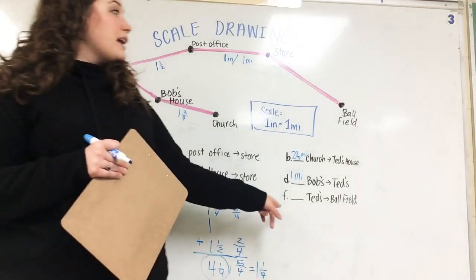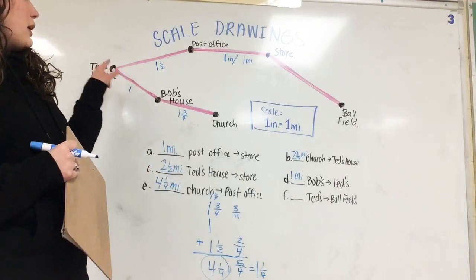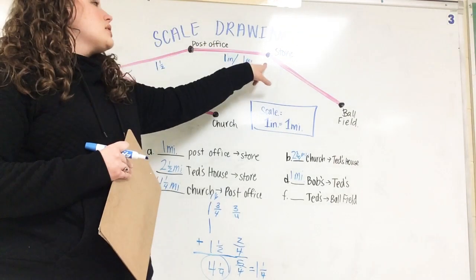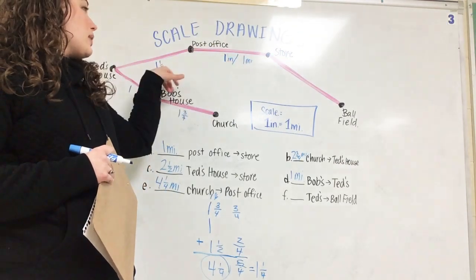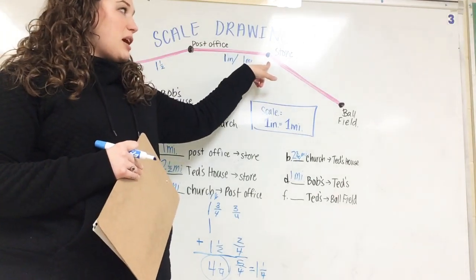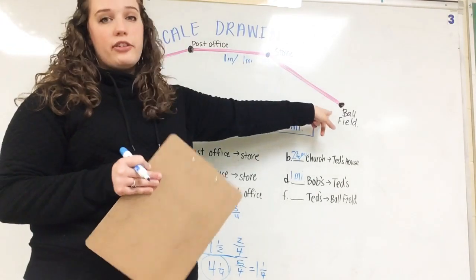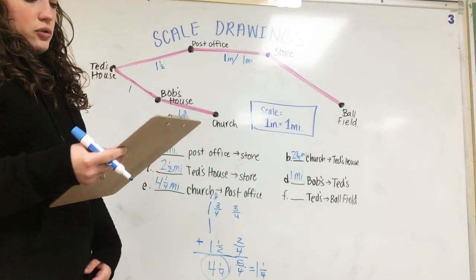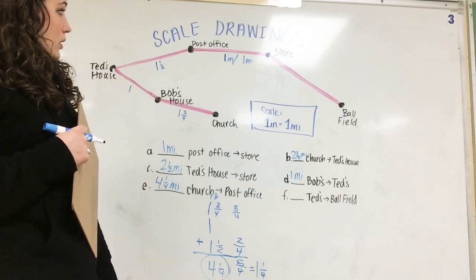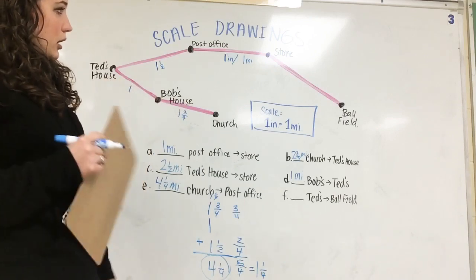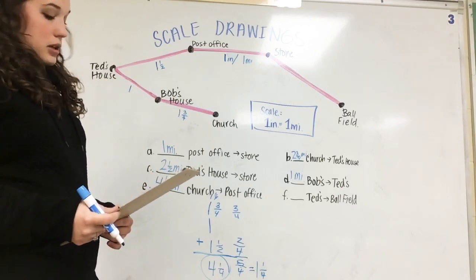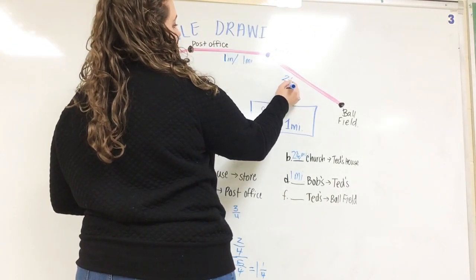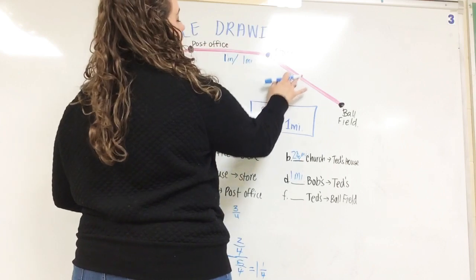And then we need to go from Ted's to the ball field. So we already know from Ted's to the post office is 1 1/2. Then from the post office to the store is 1. Okay, so we have 2 1/2 so far. Now we need to measure to see how far is the store from the ball field. Go ahead and use your rollers to do that. How far is the store to the ball field? It is 2 1/2 miles. No, it's not. It's 1 1/2 miles.